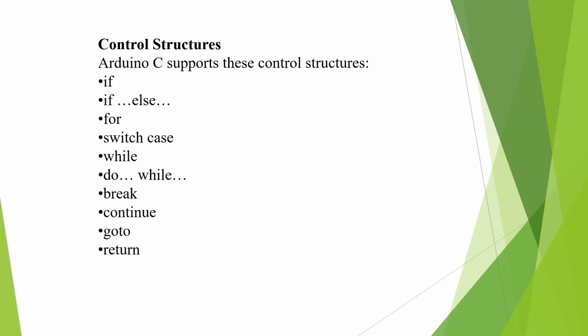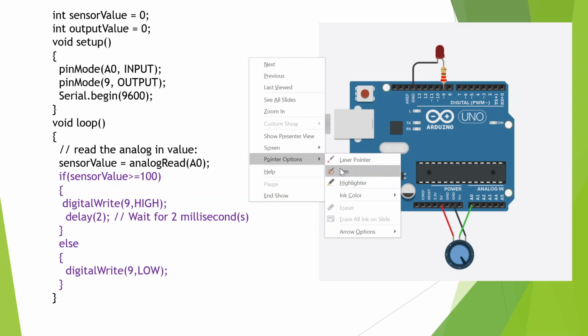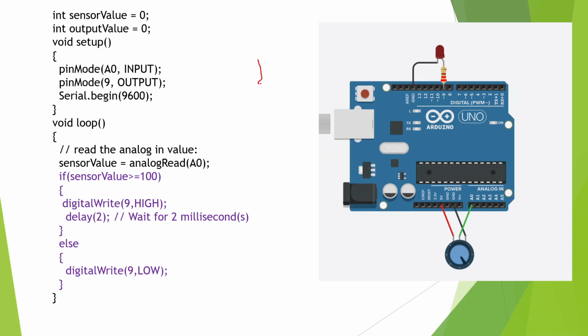Let's directly see how we can use the if else structure. Here I have connected a potentiometer to pin A0, that is analog pin 1, in between 5 volt and ground. Now how it is connected, it is like this. Here, just a minute, see, this is your resistor.